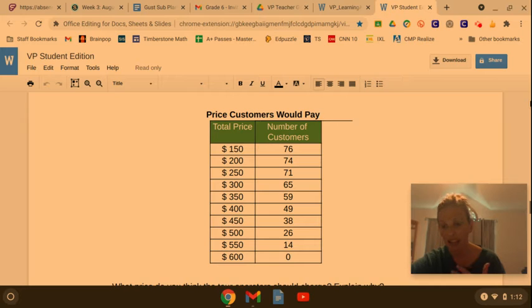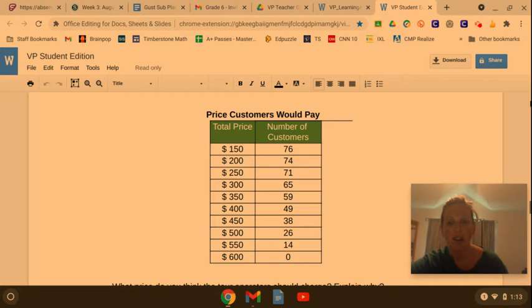So they kept asking those same people, and they kept raising the price. Well, what if we charged $350? What if we charged $400? What if we charged $550? And at $550, 14 people said, yes, we would still take the tour. So then they said, what if we charged $600? And that's when all of those people said, no, we would not pay that much money.